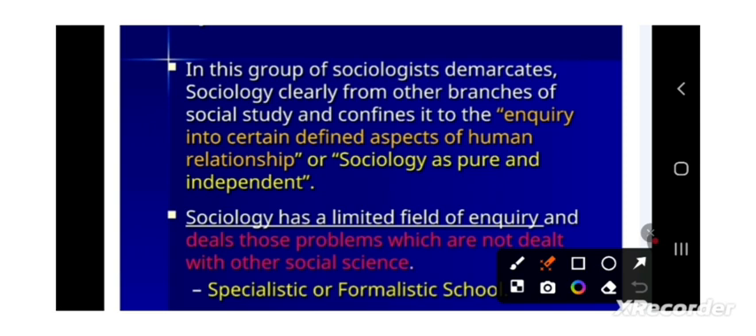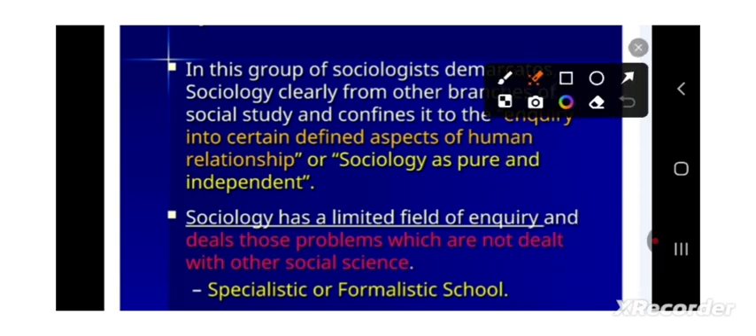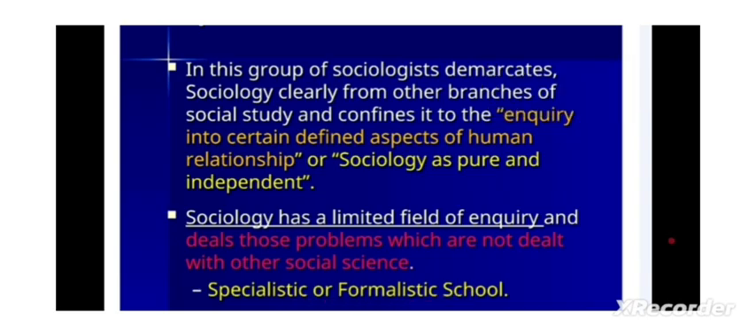The central argument championed by Simmel is the distinction between the form and content of social relationship. In this group, sociologists demarcate sociology clearly from other branches. It confines inquiry to certain defined aspects of human relationship, making sociology pure and independent. Sociology has a limited field of inquiry and deals with those problems which are not dealt with by other social sciences. This is the specialistic or formalistic school.